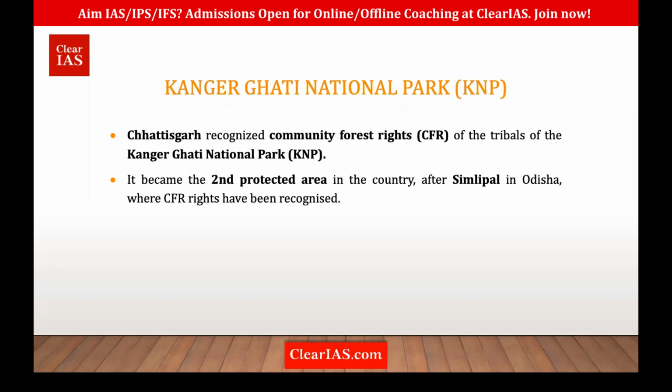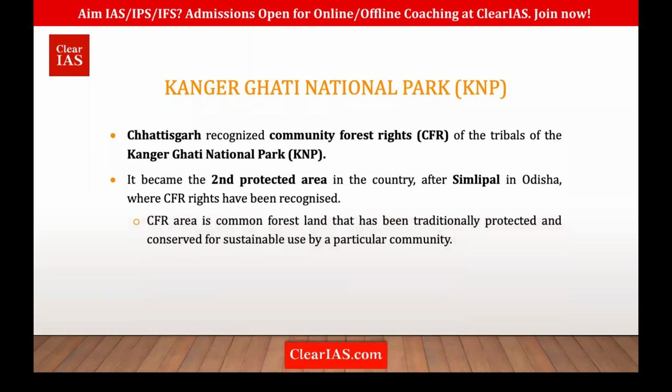Okay, so this is the second national park. That's Kangar Ghati National Park in Chhattisgarh, which has recognized the community forest rights of the tribals. Okay, so what is this community forest rights?